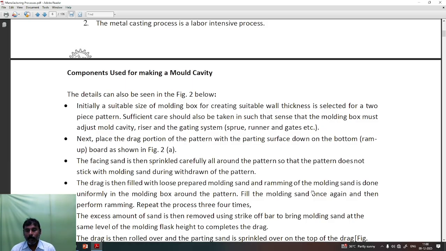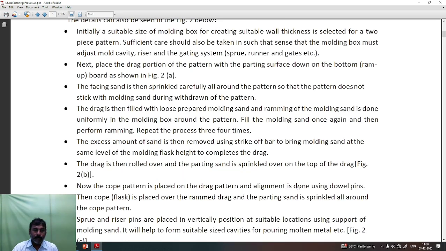Fill the molding sand once again and then perform ramming. Repeat the process. Therefore, the excess amount of sand is then removed using a stick or bar to bring the molding sand to the level of the molding flask height to complete the drag. The drag is then rolled over and parting sand is sprinkled over the top of the drag.